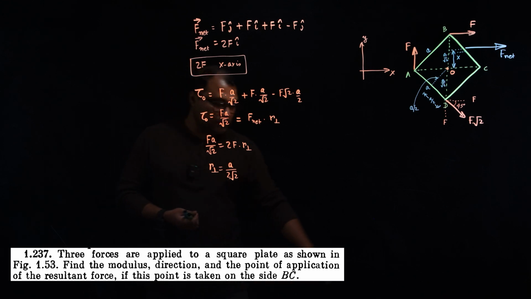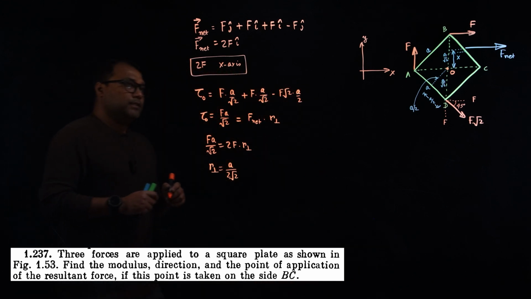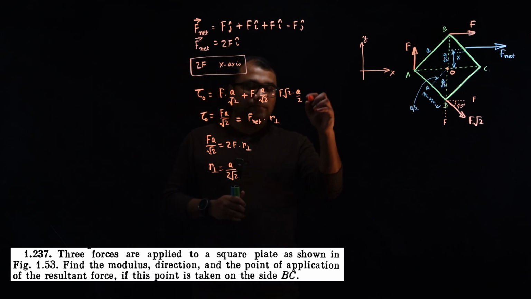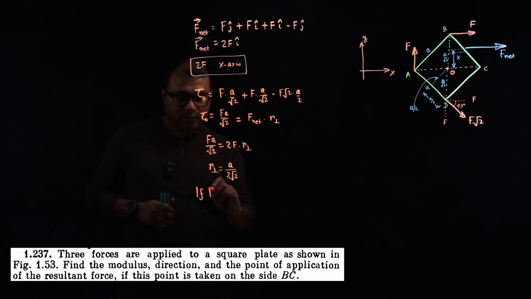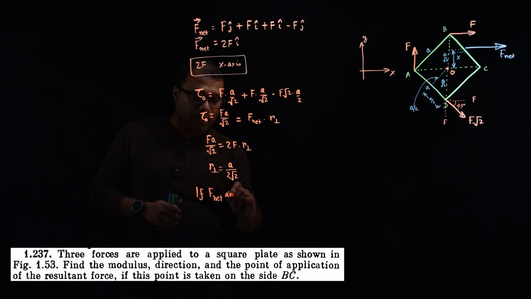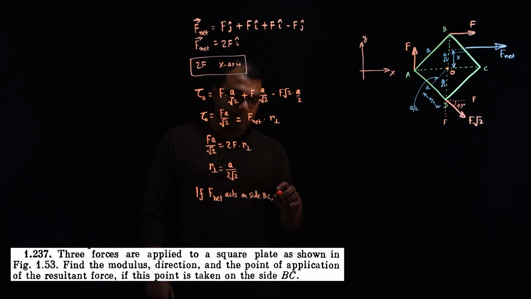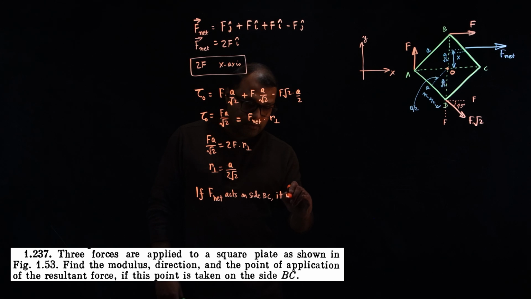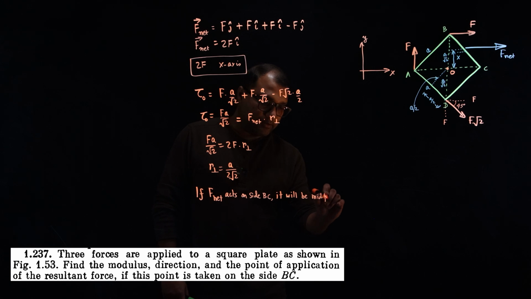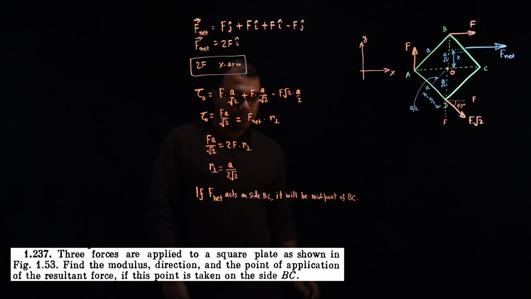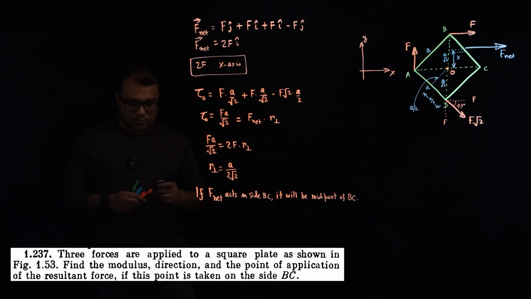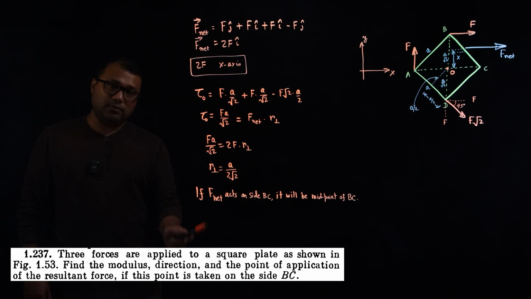So the answer to the question, if the resultant force F net acts on side BC, it must be acting midway on BC. Midpoint. So that is our answer.